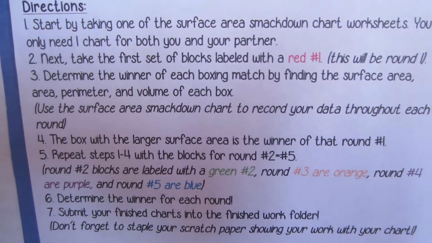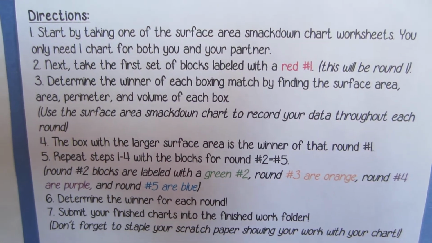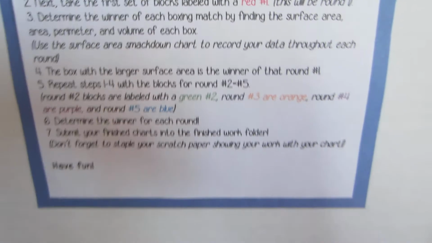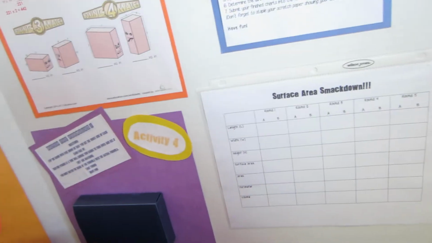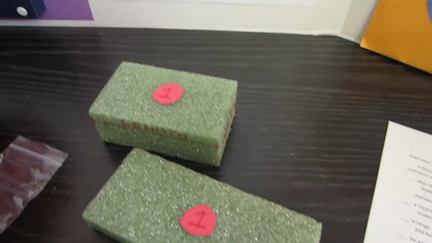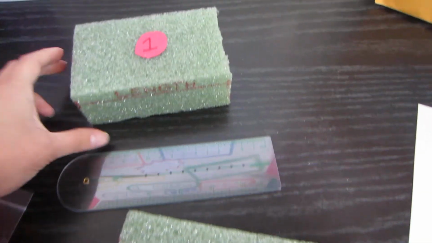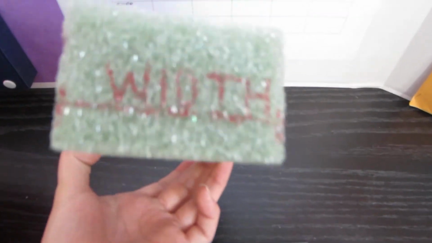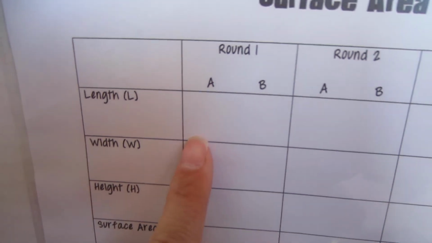Determine the winner of each boxing match by finding the surface area, perimeter, and volume of each box. Use the surface area Smackdown chart to record your data through each round. That's that chart. So what I would want my students to do is grab the rulers. Okay, so for each student, one student has this block and one student has this block. I labeled each block with the side that is going to have the length, the height, and the width. So the student has to come and measure using the ruler and then record their information here.